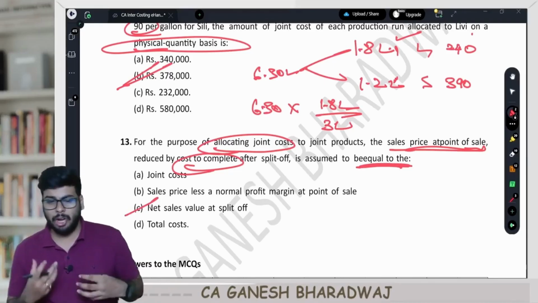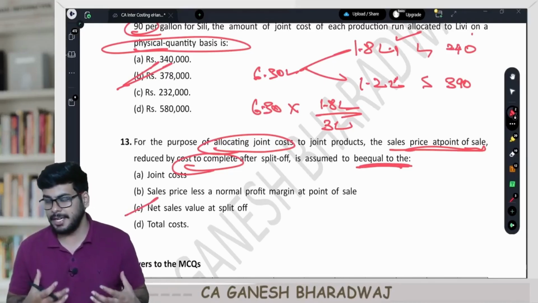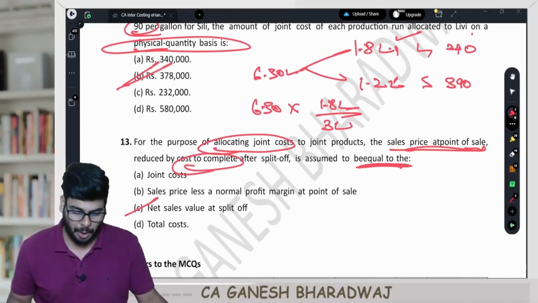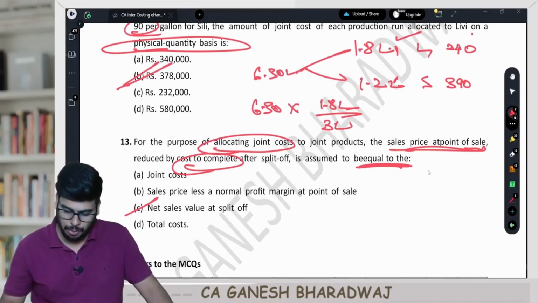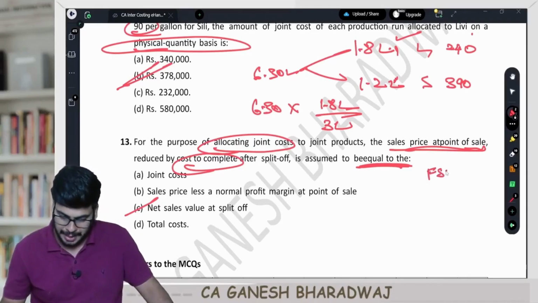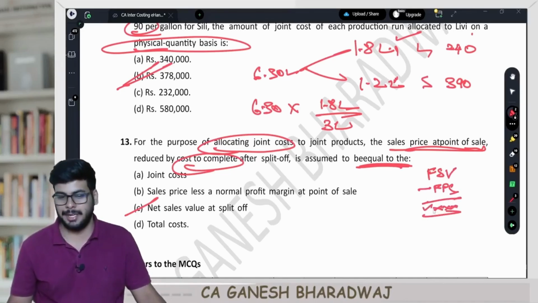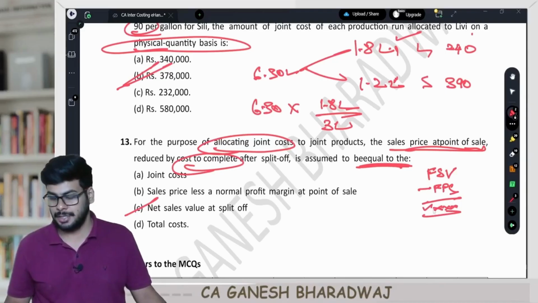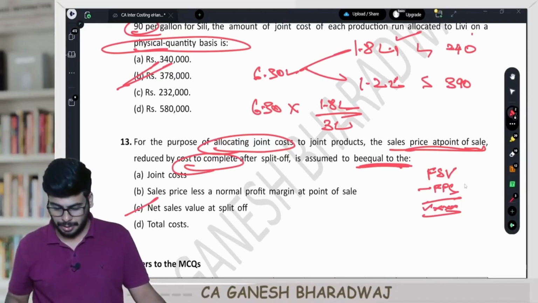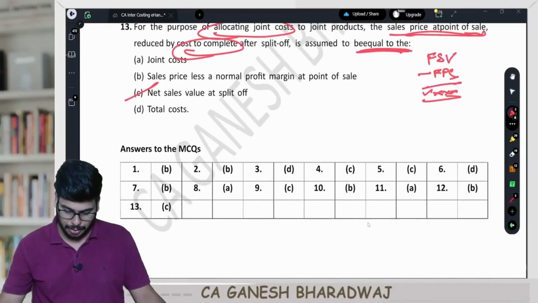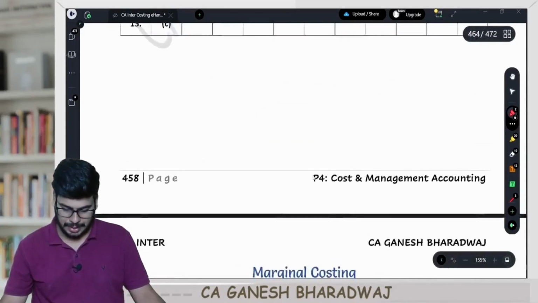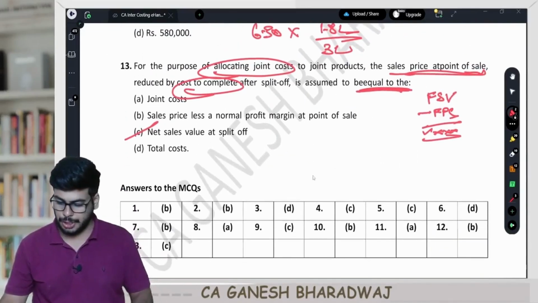So not all products might have a ready market at the split off point. If they do not, then what will we do? We will take the final sale value minus further processing cost, and we will arrive at this figure. Are you clear with this, guys? Yes, you are able to follow this. And that's about this question as well, and about the MCQ sections in this area.